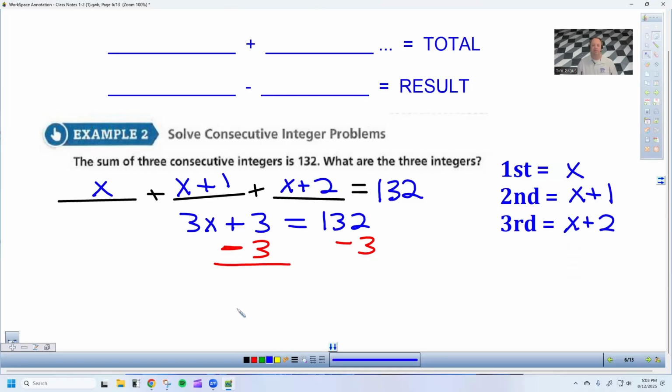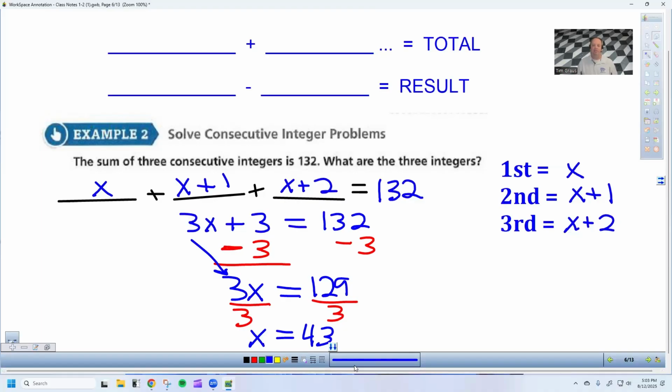These add up to 0. So what drops down is a 3x. 132 minus 3 is 129. Now there's a number being multiplied times the variable. I'm going to get rid of it by dividing. 3x divided by 3, all that drops down is that x. And 129 divided by 3 happens to equal 43.